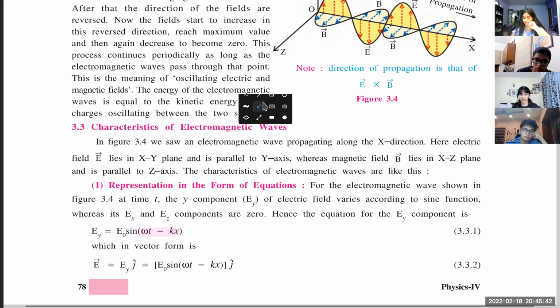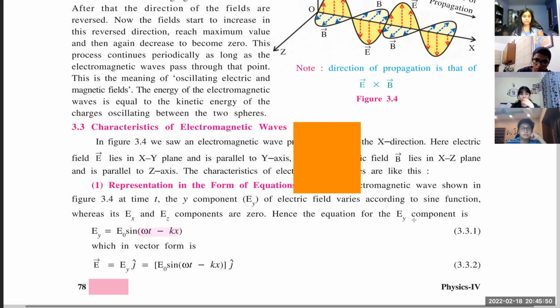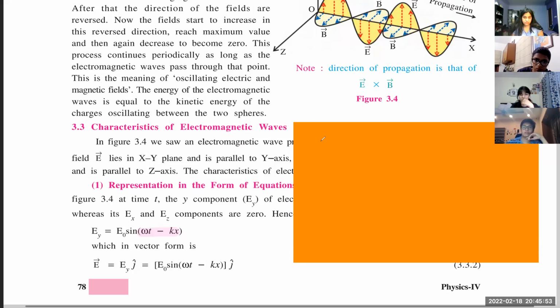Make this box and then write omega t minus kx, wave is going in plus x. Write it, wave propagation in plus x. Sin or cos can be anything, it doesn't matter.